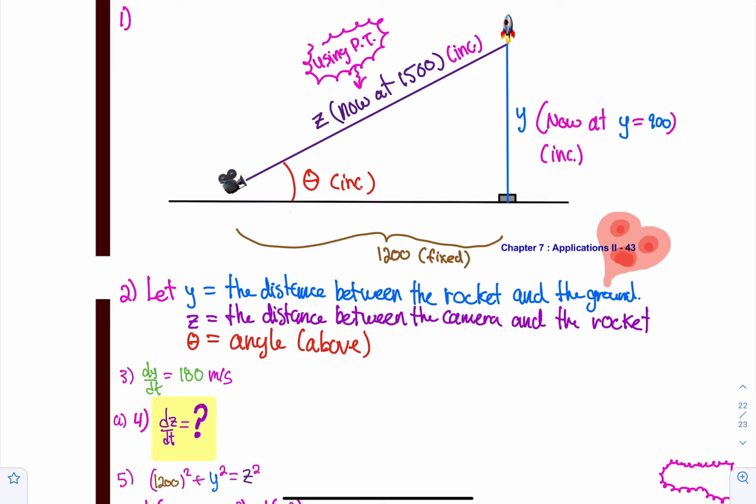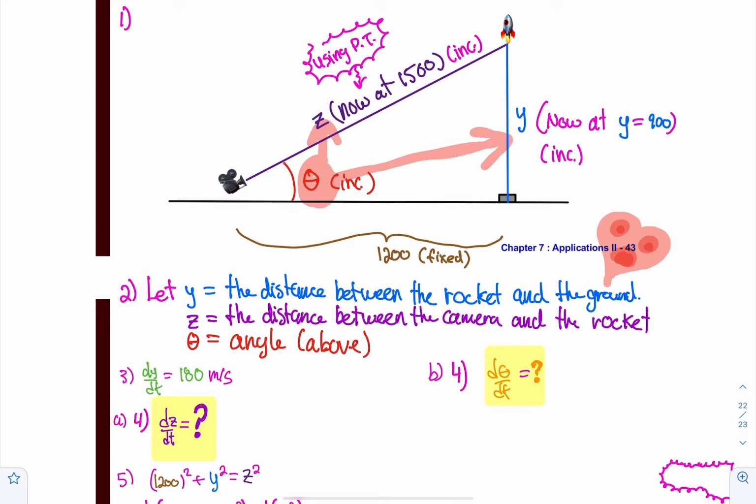So what are we looking for in part B? We're looking for the angular velocity, also known as the rate of change of the angle. So poof, the rate that we're looking for in part B is d theta/dt, and that's the one that is missing in this question. So we're trying to find that one. First we need to find a formula that links theta with the other variables, so here either y or z.